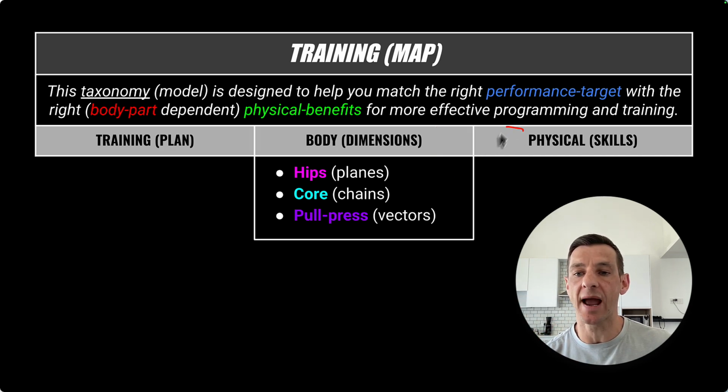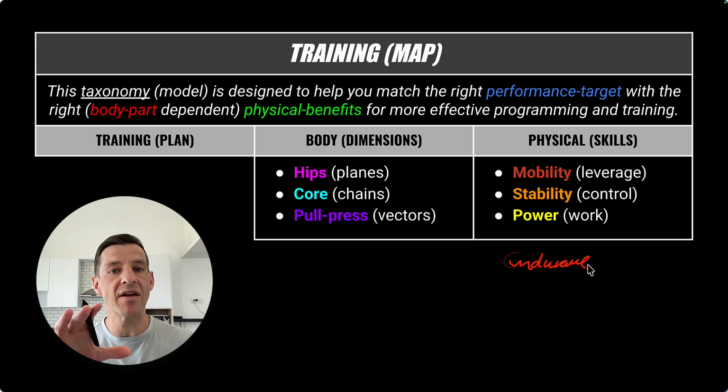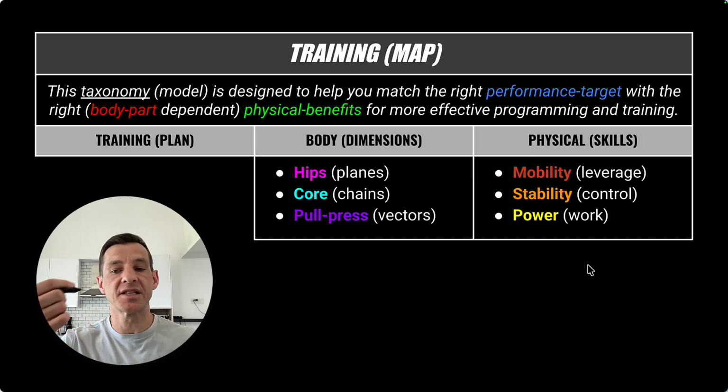Next, we want to look at the body's 5 physical skills, which we also group in 3 different categories. They are mobility, which we think of as leverage, stability, control, and power as work capacity. The reason there's 5 physical skills is because power is really a function of strength, speed, and if we add a time component to it, then we also have endurance. So how heavy can you lift? How quickly? And then for how long? And so that gives us mobility, stability, strength, speed, and endurance.